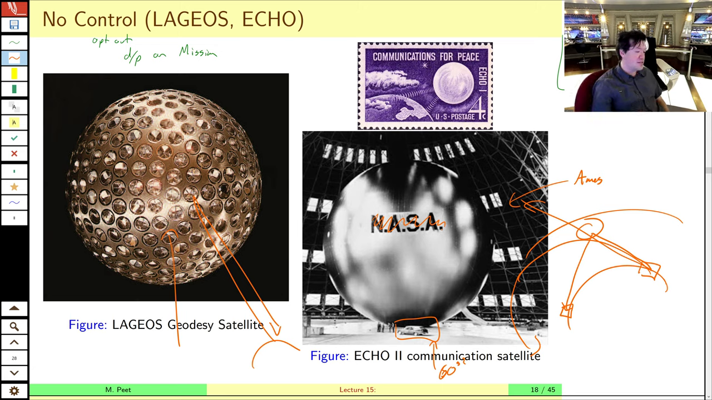Anyway, so in this case, obviously, there's spherical symmetry. That's the key. And if there's spherical symmetry, it doesn't matter if the spacecraft is tumbling or not, because all orientations are equally advantageous. This one got its own postage stamp. So bouncing, I guess this is Europe, and this is US, and they're bouncing back and forth signals.